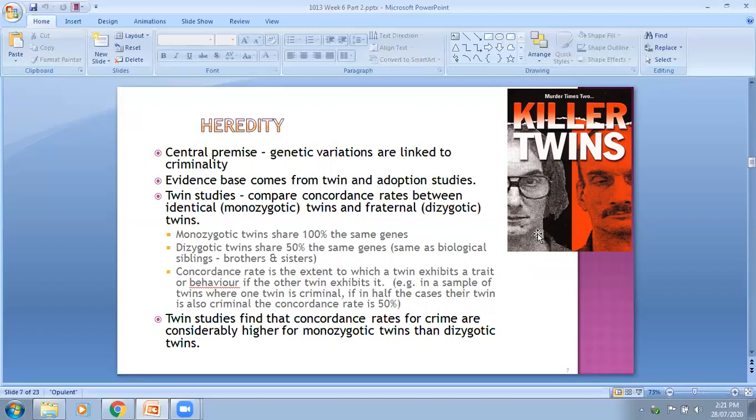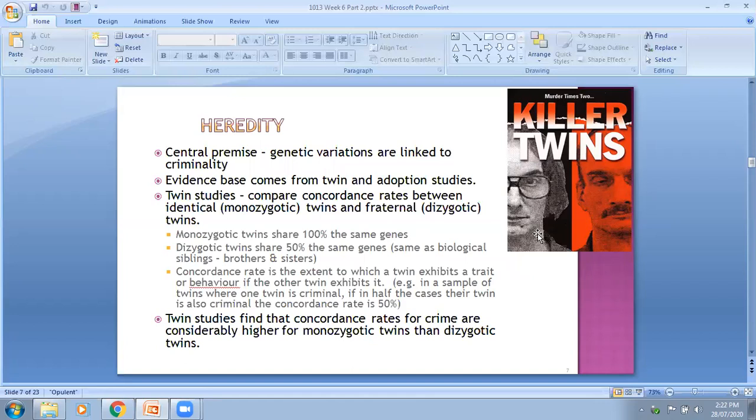So how this is explained is like this: monozygotic or identical twins share 100% the same genes, so they are genetically exactly the same. Whereas dizygotic twins are no more alike than any of you are with your biological siblings that you are not twins with, so it's 50%.